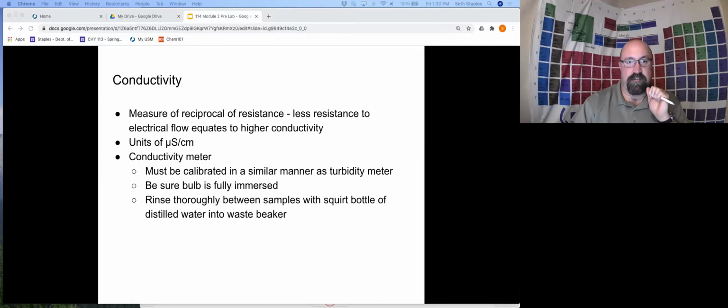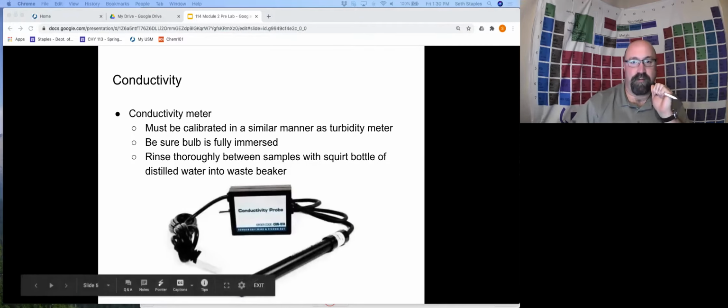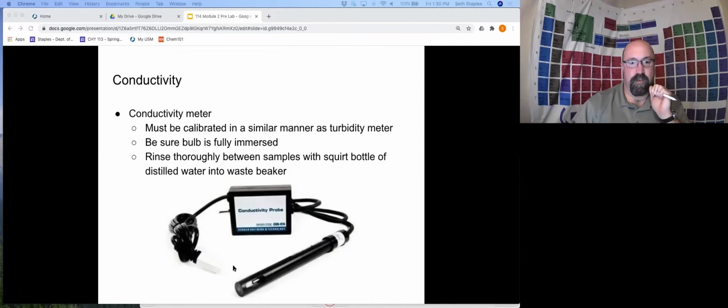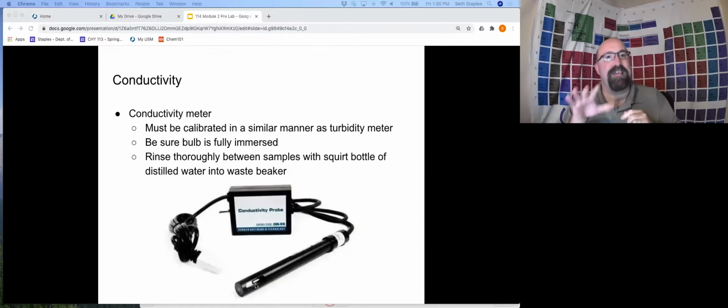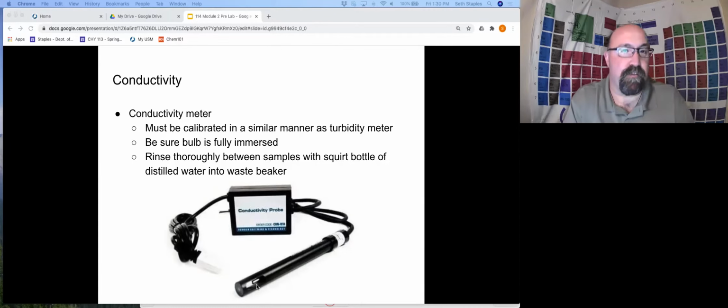Let's actually go to the next slide, which has some pictures of the probe. So here's the conductivity probe that you're going to be using. It's just a Vernier conductivity probe, looks like this. One thing to note when you're using this probe is that this bulb here must be fully immersed in your sample. So just make sure that whatever glassware you have the sample in has enough sample in it and is deep enough so that this bulb will be fully immersed in the sample.